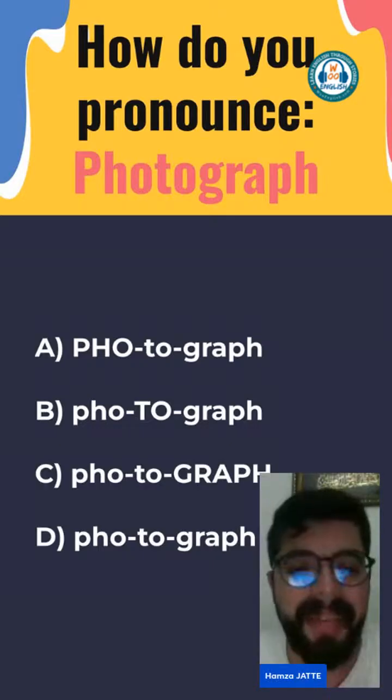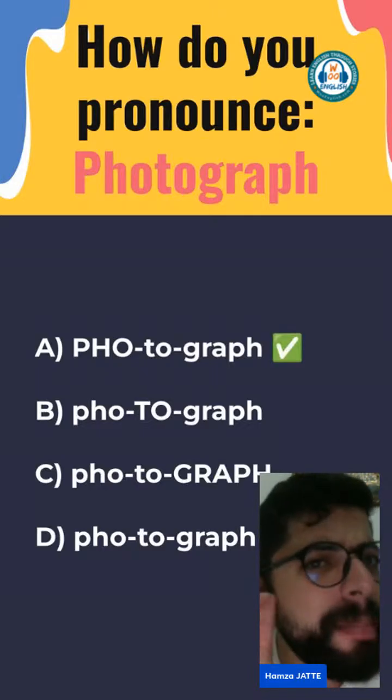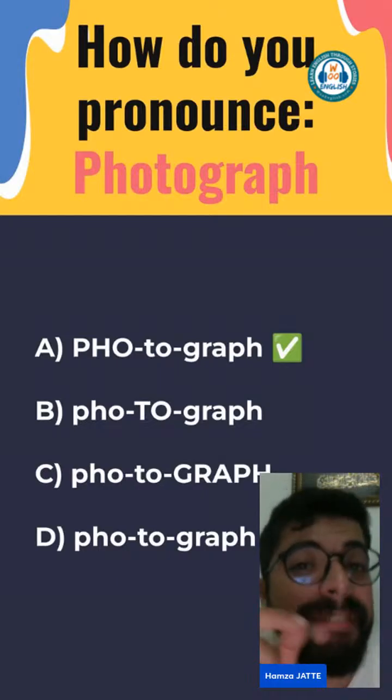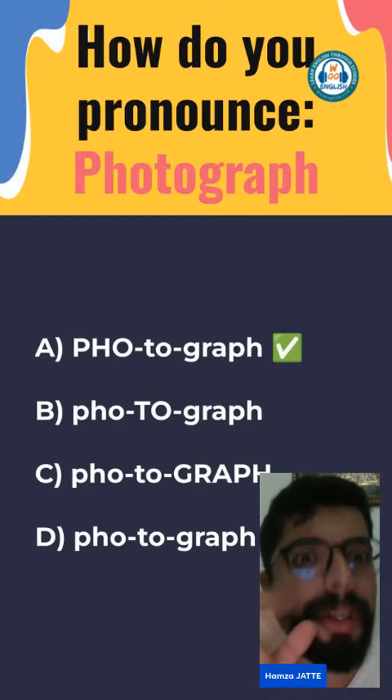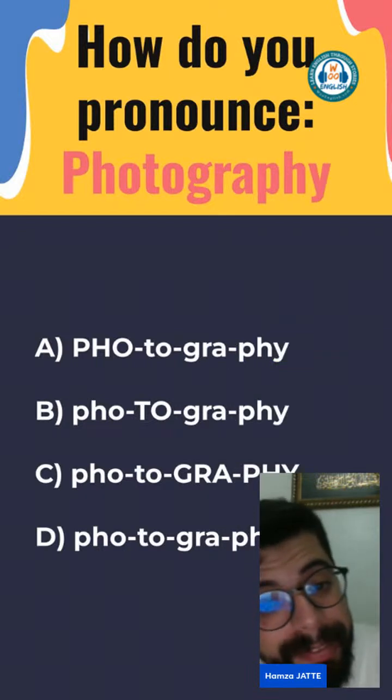No answers, I'm not sure why, but let's carry on. So the word is pronounced photograph. I went to the beach today and I took a photograph. I took a photograph today. So that's the correct pronunciation of the word photograph.